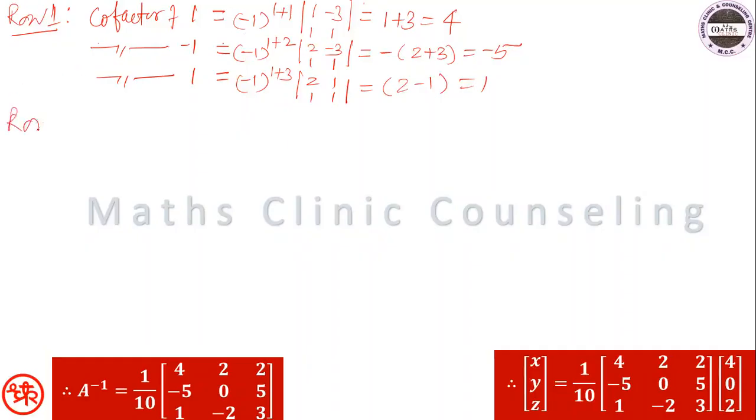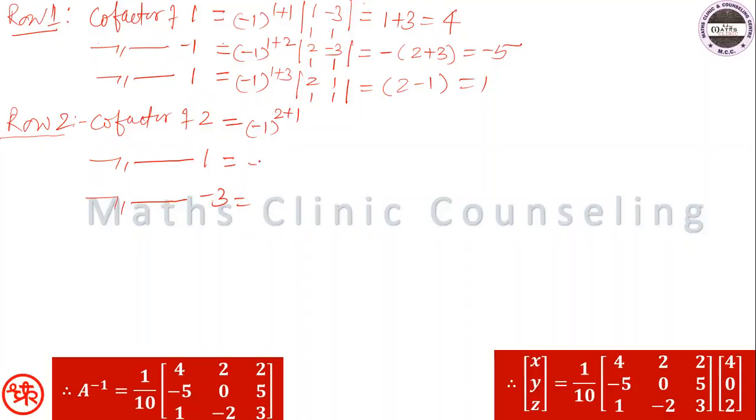देन रो 2, कोफैक्टर ऑफ रो 2 का पहला एलिमेंट कौन सा है 2, देन कोफैक्टर ऑफ दूसरा एलिमेंट कौन सा है 1, और देन कोफैक्टर ऑफ तीसरा एलिमेंट है वो -3, बराबर है. ये आएगा (-1) to the power 2 plus 1, ये आएगा (-1) to the power 2 plus 2, और ये आएगा (-1) to the power 2 plus 3. Is that clear? यहाँ पे आएगा एक डिटर्मिनेंट, यहाँ पे आएगा एक डिटर्मिनेंट, और यहाँ पे आएगा एक डिटर्मिनेंट.